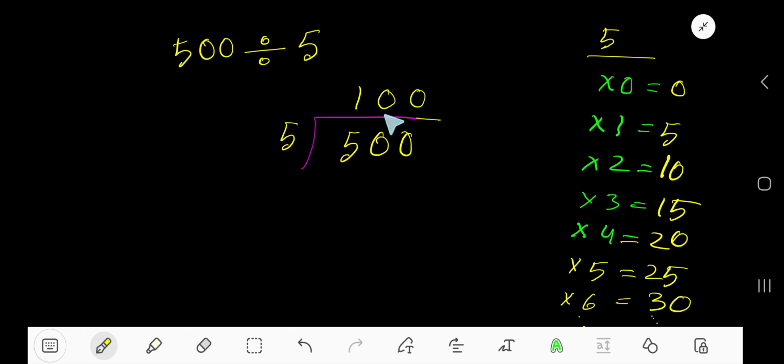In short, you can think like this: 5 goes into 5 how many times? 1 time. 1 times 5 is 5. If you subtract, you are getting 0. 5 goes into this 0 how many times? 0 times. And 5 goes into this 0 how many times? 0 times. So 100 is your answer.